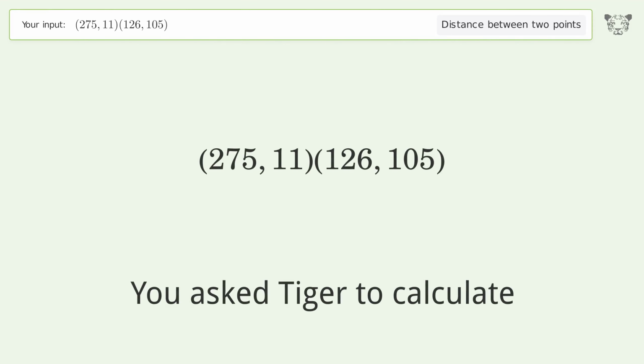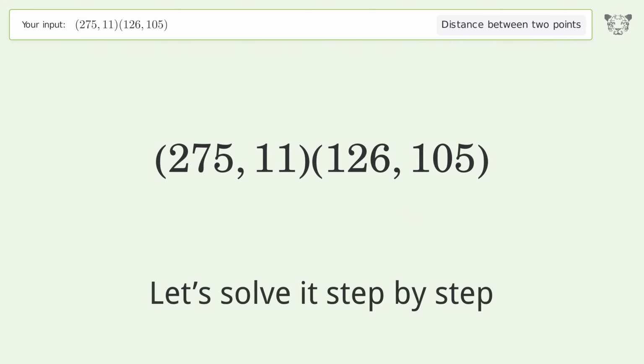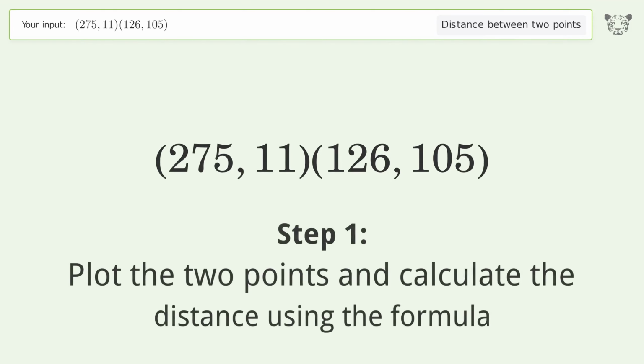You ask Tiger to calculate. This deals with the distance between 2 points. The distance between the 2 points is the square root of 31,037, or 176.173. Let's solve it step by step. Plot the 2 points and calculate the distance using the formula.